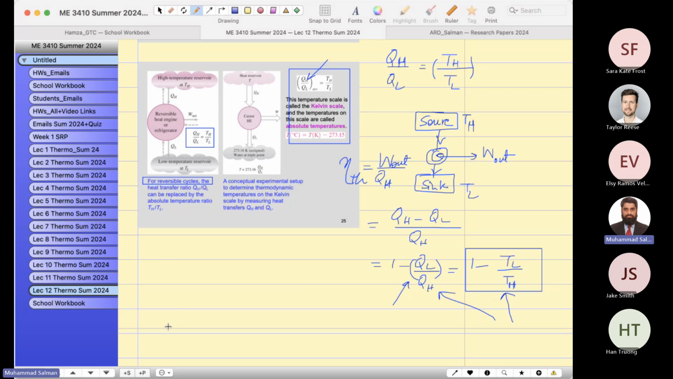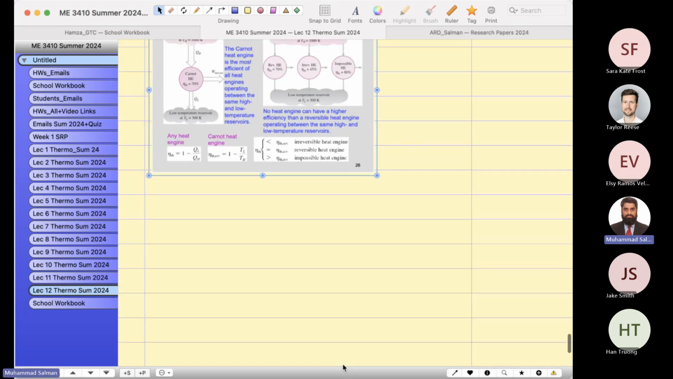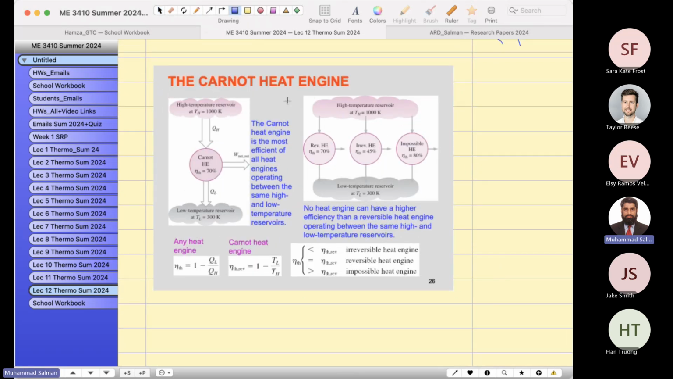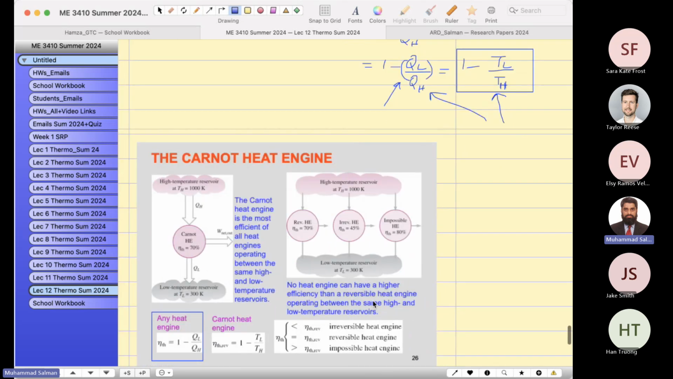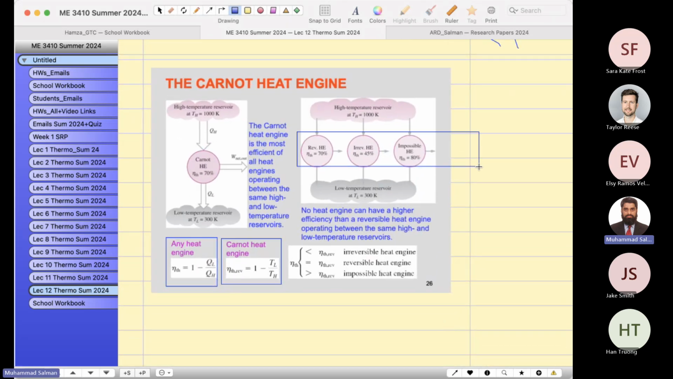Let me show you another slide explaining the thermal efficiency of a reversible heat engine. This is for any heat engine, the same formula which I just mentioned here. For Carnot, which is purely reversible cycles, this is just explaining to you that the efficiency of a reversible heat engine is 70%. It is still not 100%.